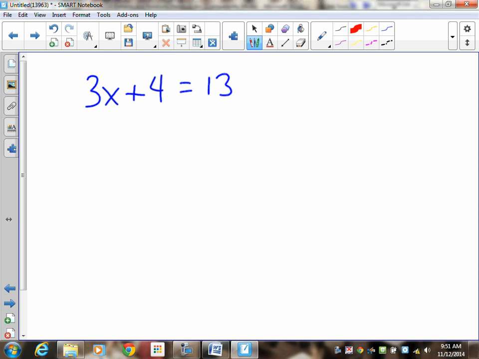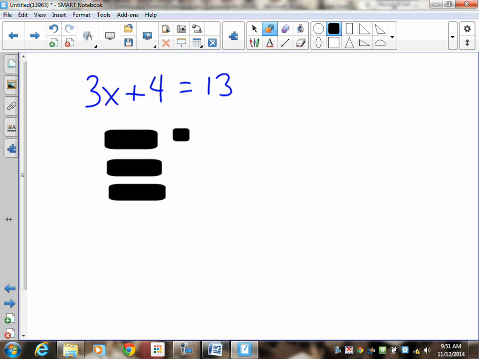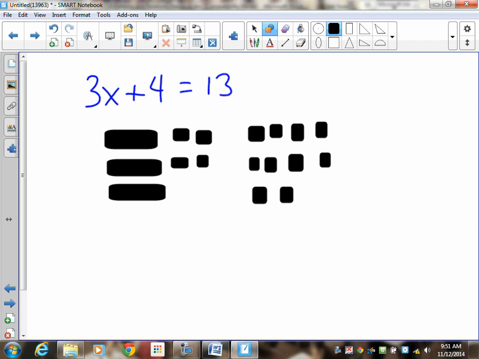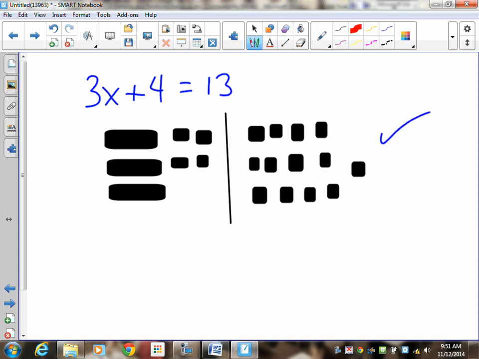Okay, welcome back. Your first step would be to draw 3x plus 4 is equal to 13. So there's 1, 2, 3 x's, 1, 2, 3, 4, and 1, 2, 3, 4, 5, 6, 7, 8, 9, 10, 11, 12, and 13, and you have to have an equal sign. If you did that, give yourself a mark.